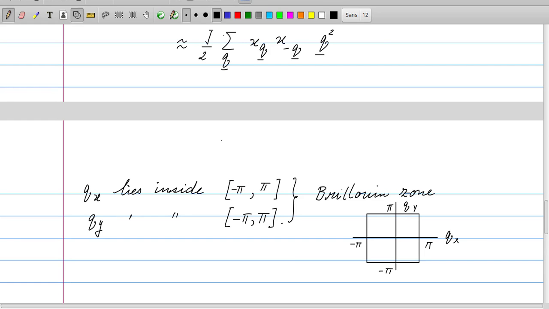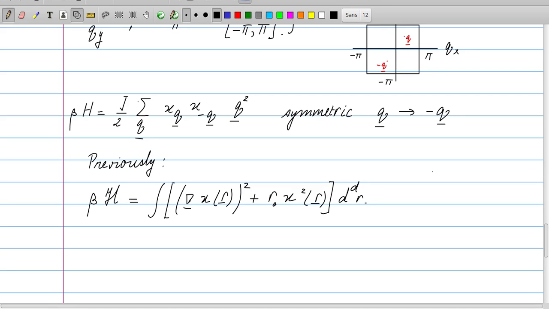We have already emphasized that the real space positions of the x degrees of freedom lie on a d-dimensional grid, and in 2 dimensions we have therefore that q is bounded to a Brillouin zone which runs from minus pi to pi, both for the q_x and for the q_y, and so here you have the cartoon of the corresponding Brillouin zone.